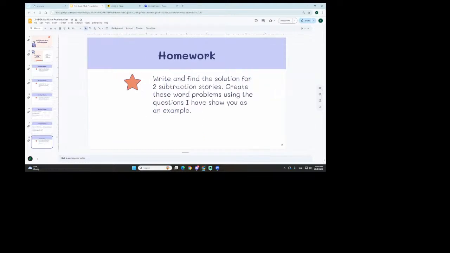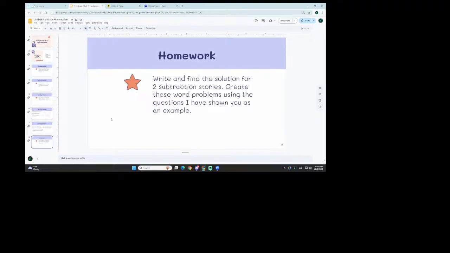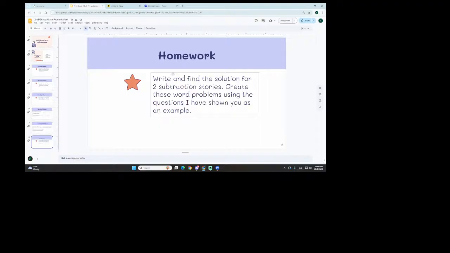Now, we're going to have a homework. Write and find the solution for 2 subtraction stories. Create these word problems using the questions I've shown you as an example. So what do I mean by this? Just how I wrote these questions, I want you guys to write 2 questions. I want everyone watching to write 2 questions for homework. You don't have to do it right now, but you should do this for homework because it will help you understand it more. And then once you write them, you should do the subtraction.